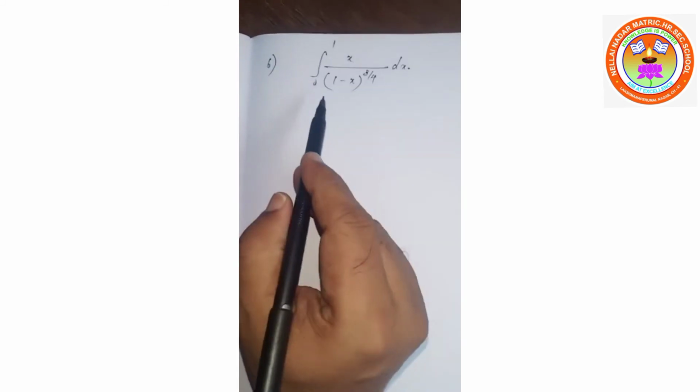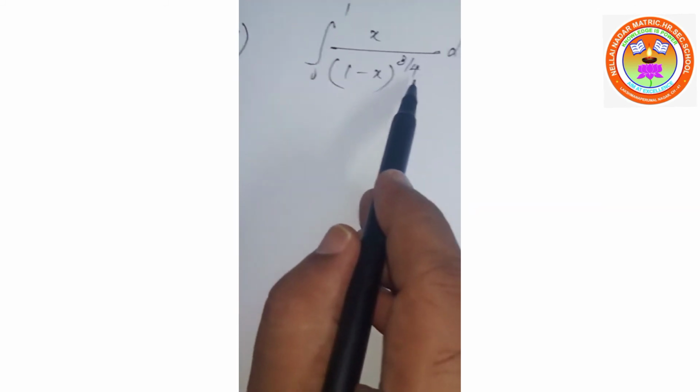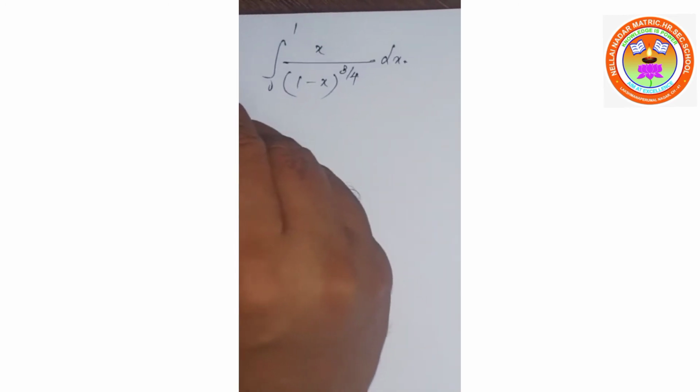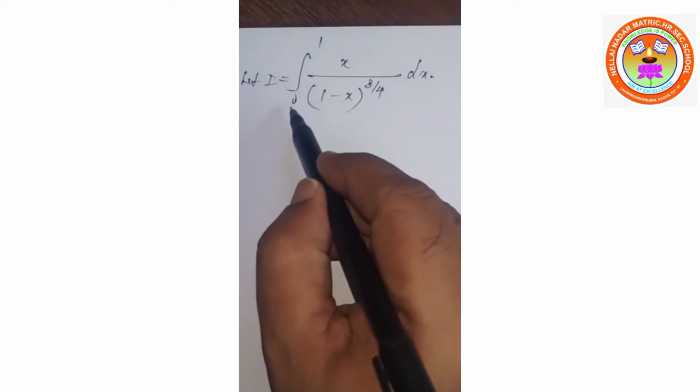Students, this is Sivakumar, 12th standard business mathematics and statistics, chapter number 2, continuation of exercise 2.8. Problem number 6: using the properties of definite integral, evaluate the integral 0 to 1 of (x divided by (1 minus x)) whole power 3 by 4 dx. I consider the given integral as I.